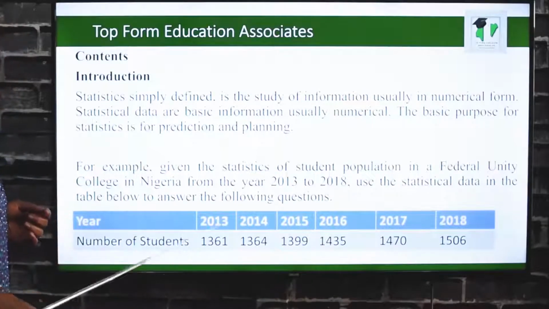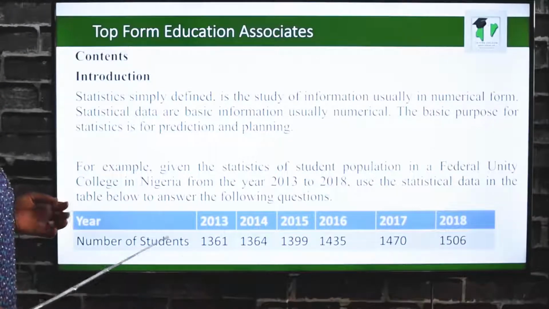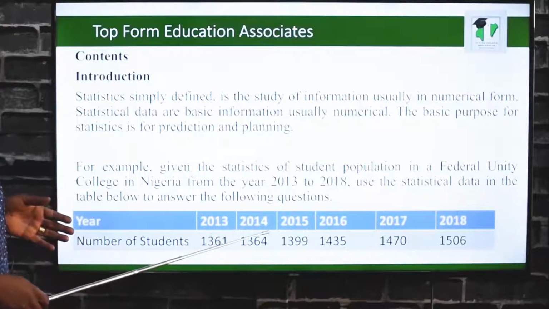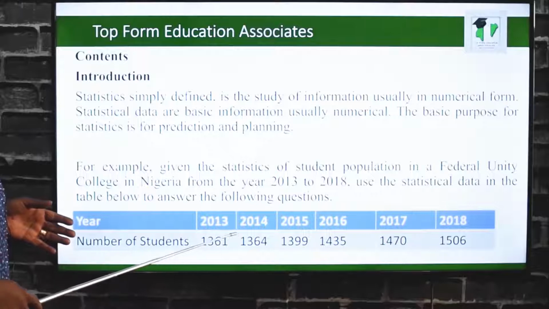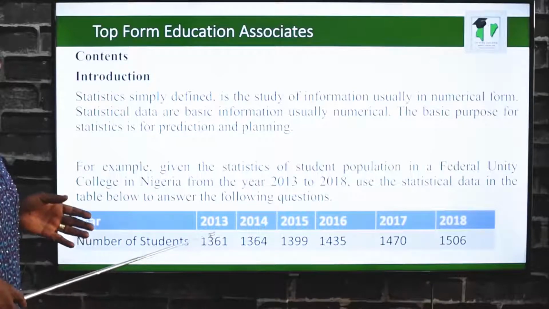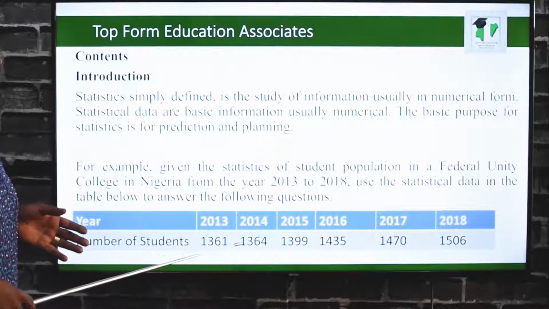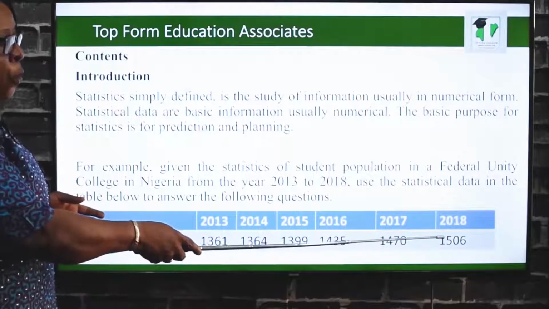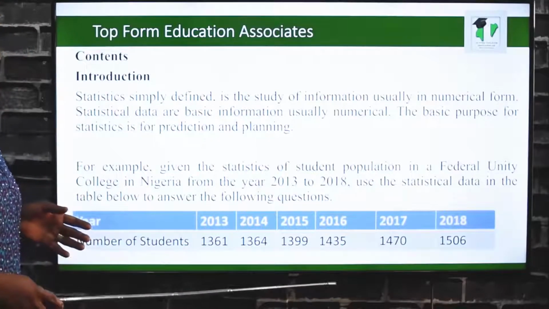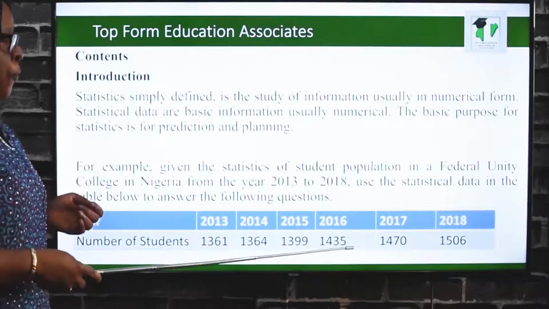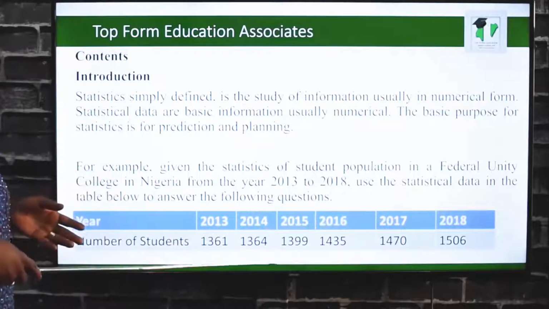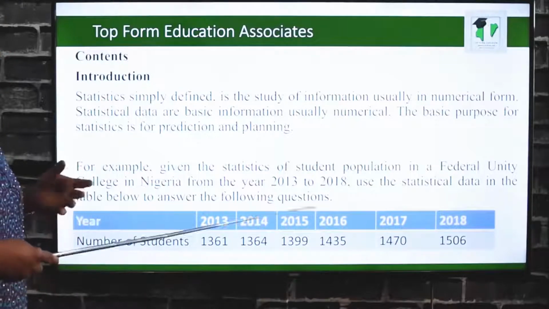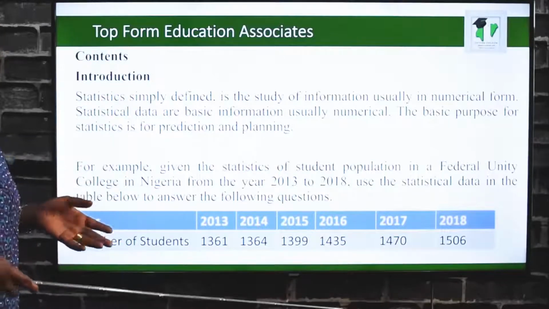1,506. If you look at this students' population against the years under review, you find out that starting with a student population of 1,361, by 2018, the student population has risen to 1,506. We can make a lot of planning and predictions from this information, which is numerical. It can be that the students' population is increasing.